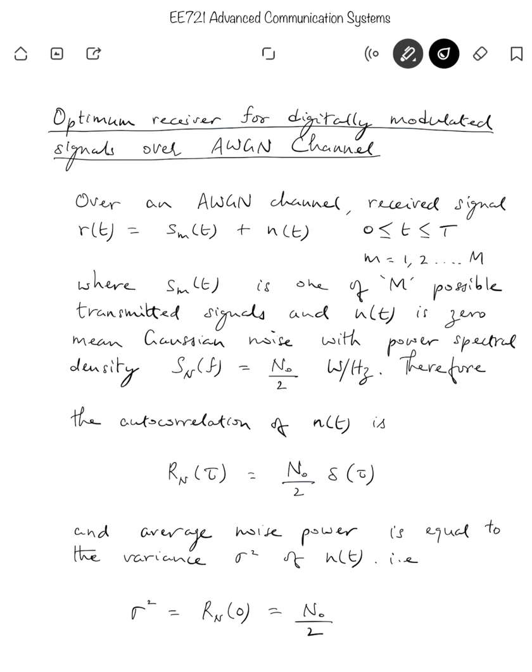We can also deduce the average noise power from the autocorrelation function by evaluating it at tau equal to 0. At tau equal to 0, we get the noise power to be N0/2, and for a zero mean Gaussian process, which is also ergodic, the noise power is given by its variance. Since we are dealing with zero mean Gaussian noise, the variance sigma squared denotes the average noise power.